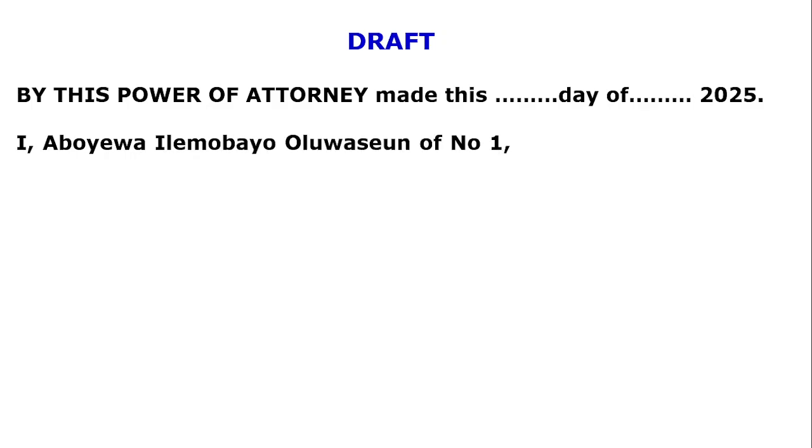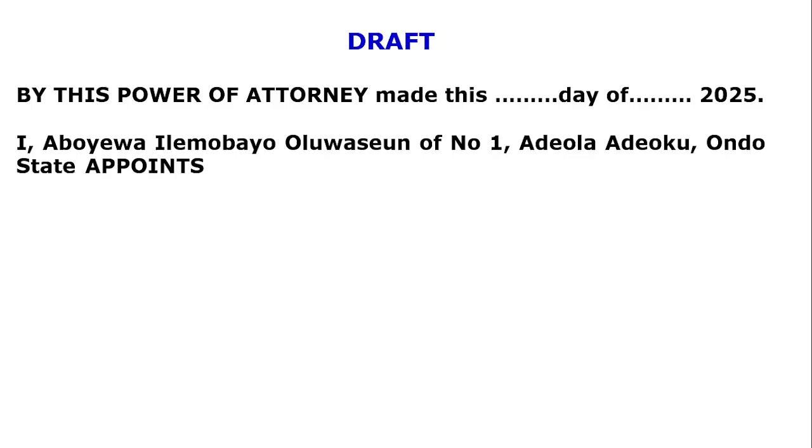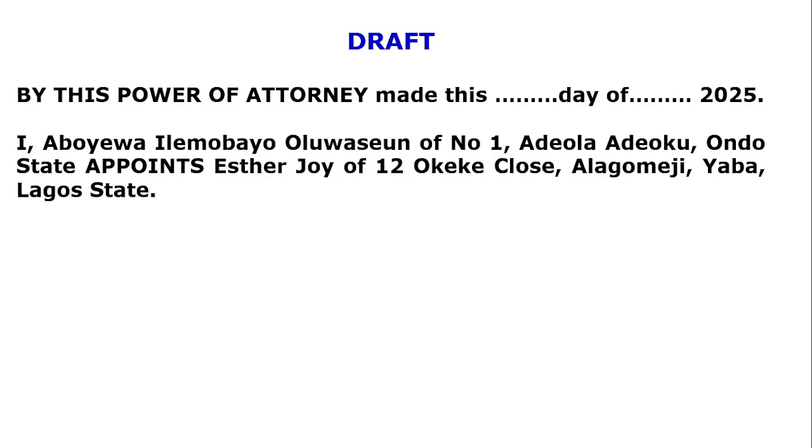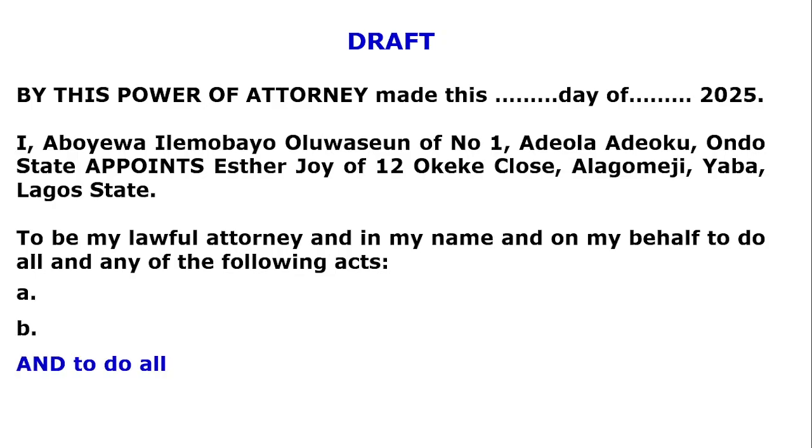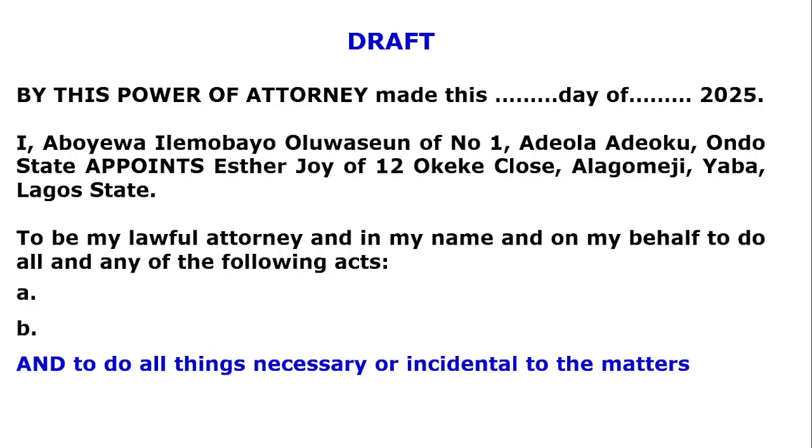We have our commencement clause followed by the date clause. We have our appointment clause, which is disclosing the donor as well as the identity of the donee. And you notice that the full particulars of the donor and donee have been disclosed. Then it is followed by the power clause, which says I want you to be my lawful attorney, in my name, on my behalf, to do all and any of the following acts. Now you have listed those acts. Then the omnibus clause says, "and to do all things necessary or incidental to the matters above as I may lawfully do." So you can see the matters above are A, B.